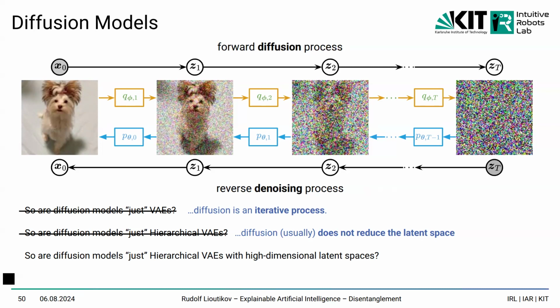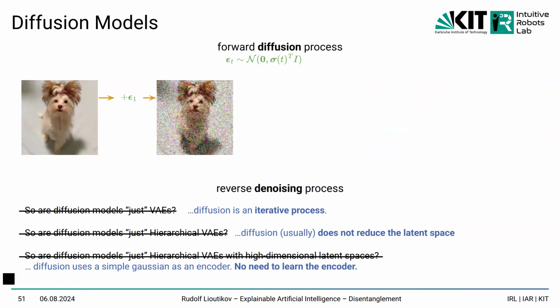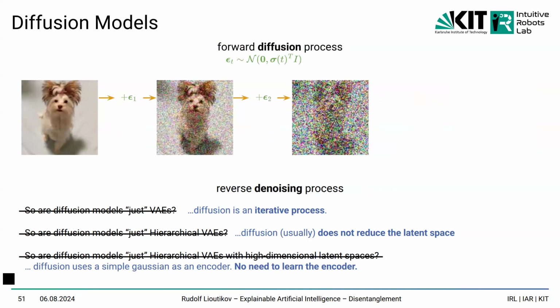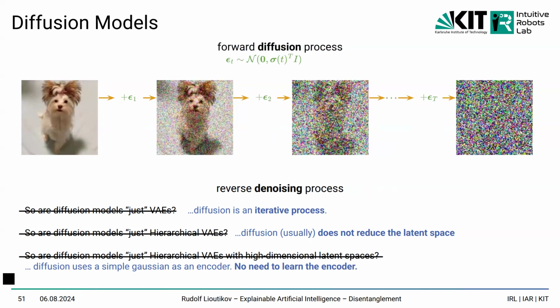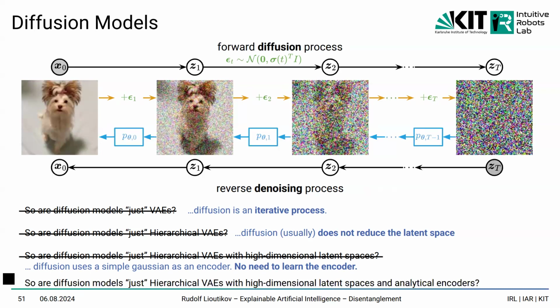Go ahead. The encoder is not learned. Exactly. So the encoder is not learned in this case, because the encoder is just adding Gaussian noise to it, right? So the question now becomes, is diffusion simply a hierarchical VAE with high dimensional latent spaces and analytical encoders, right? So who thinks that this is the case?